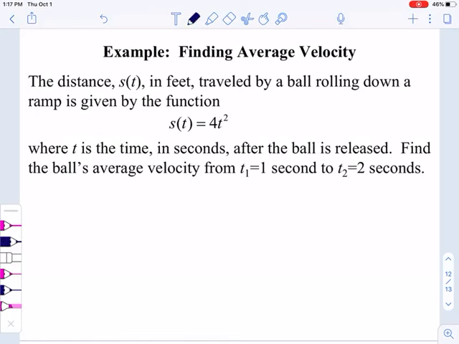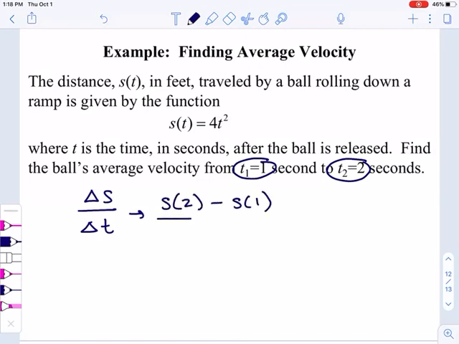So we're going to take our change in s compared to our change in t, which means that we are evaluating two values. We're looking at a t2 of 2 and a t1 of 1. So we need to evaluate our s function at 2 and evaluate our s function at 1. And then we are going to divide that by 2 minus 1. The value of the function at 2 minus the value of the function at 1 over 2 minus 1.